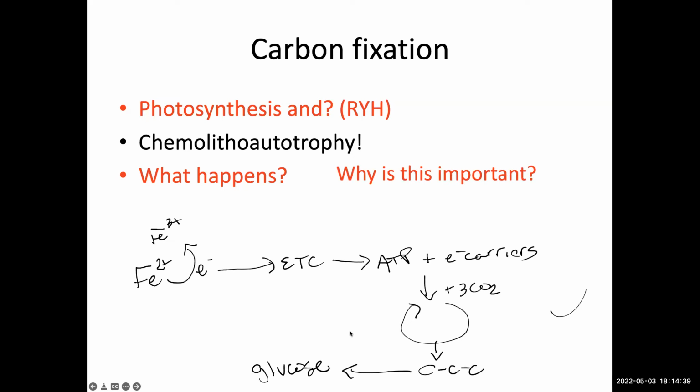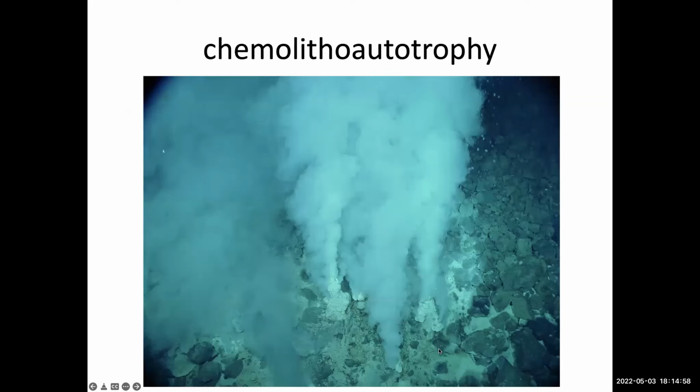And this is, of course, important because we need carbon fixation to happen, not just where there's sunlight, but also in areas of the world where there's living things that are living in the dark, like the bottom of the ocean, underground, in cave systems, etc., such as this location here.